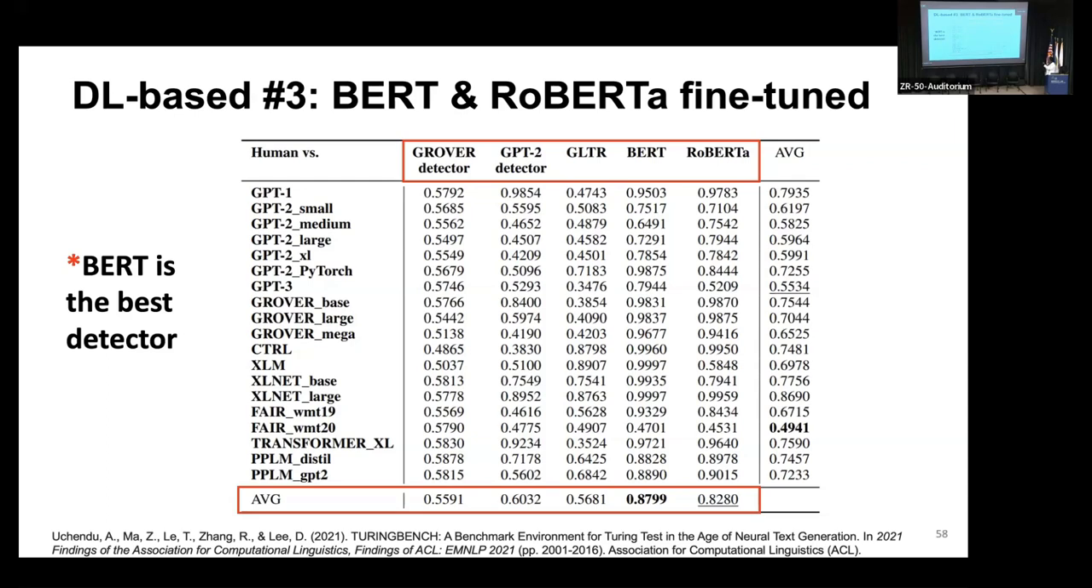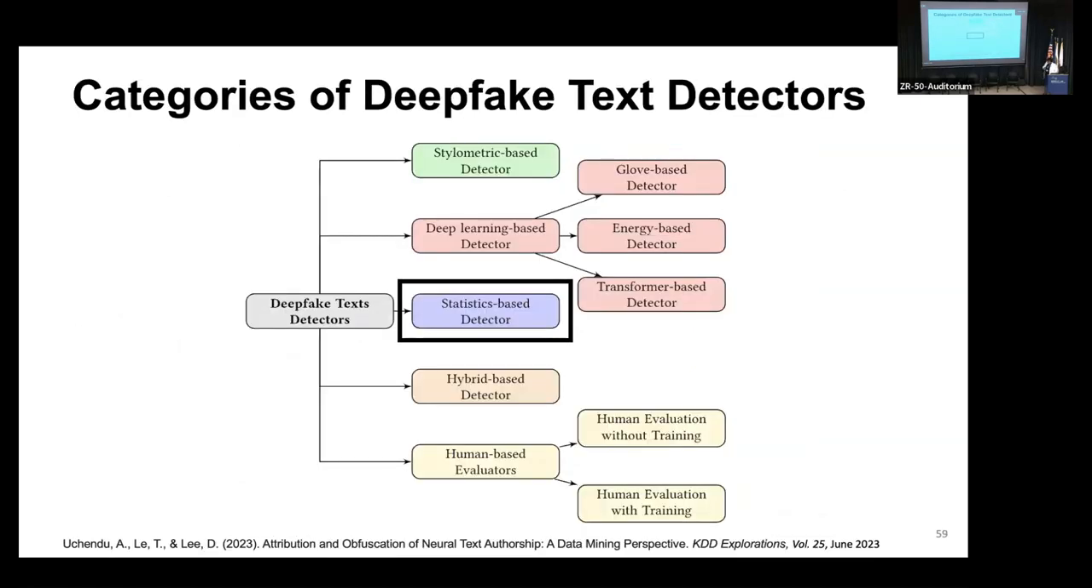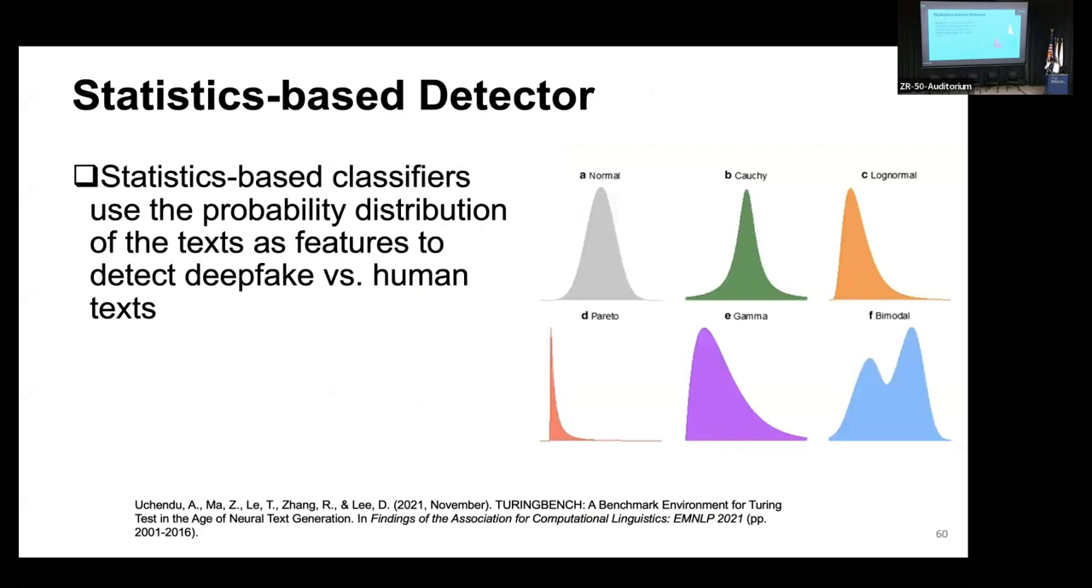If you see below where we have the average, you can see that the Grover detector, the GPT-2 detector, and GLTR, which is pronounced glitter and I'll tell you more about that one later, perform at about a high 60% F1 score. However, when we fine-tuned BERT and RoBERTa, they performed much better on this task. So now we look at the statistical-based detectors. Statistical-based detectors are interested in calculating the probability distribution of text and then using that as a feature to distinguish the authorship.